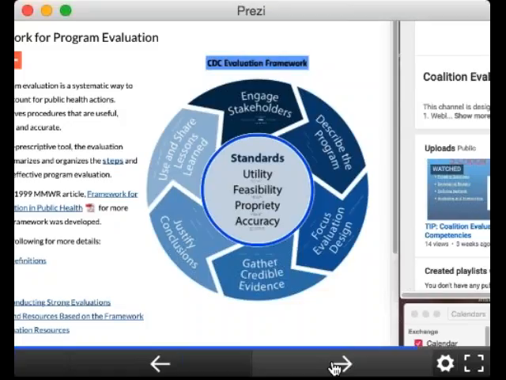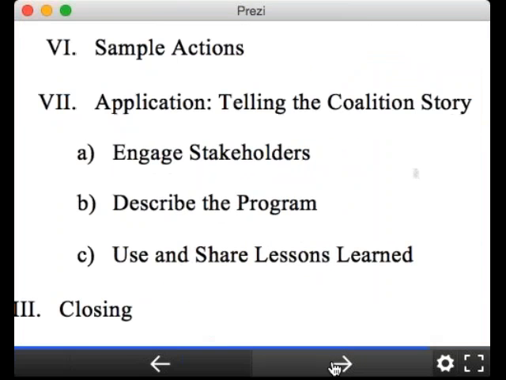And I think the way that a coalition can do this is to think of each part of the framework as being responsible for a different part of the story. And if we look at these three areas, engage stakeholders, describe the program, use and share lessons learned, these are the parts of the story that help us tell what we've done, right? That's different than the other three parts of the framework, which are really all about how do we gather the information and then tell it, right?